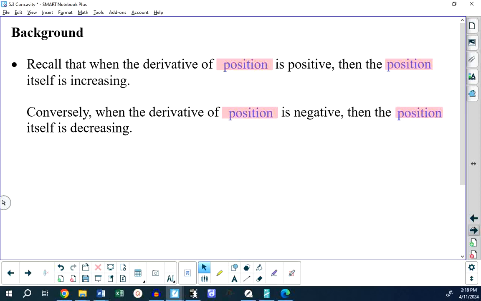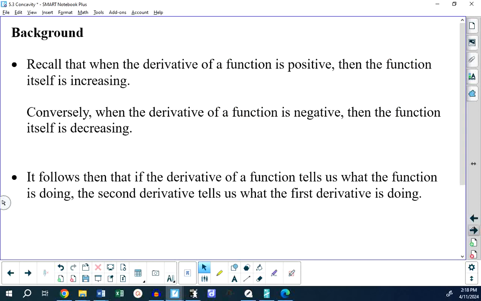What I've got highlighted, indicated in pink, could be anything, could be velocity itself. If the derivative of velocity is positive, what is that telling you? It's telling you the velocity is increasing in value. And if it's negative, it's telling you the velocity is decreasing. So now comes the part you really have to think carefully about.